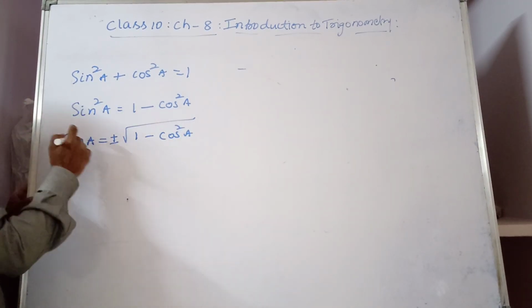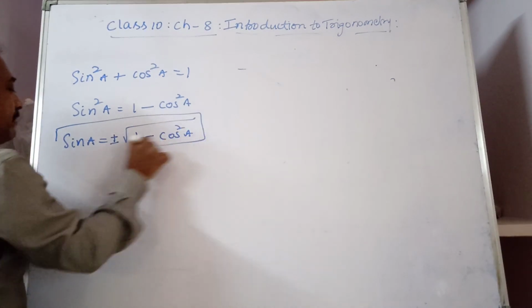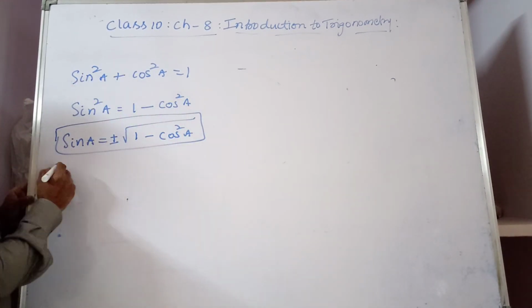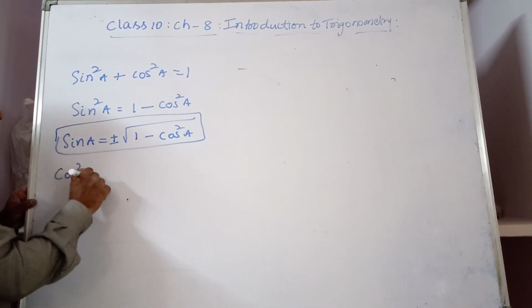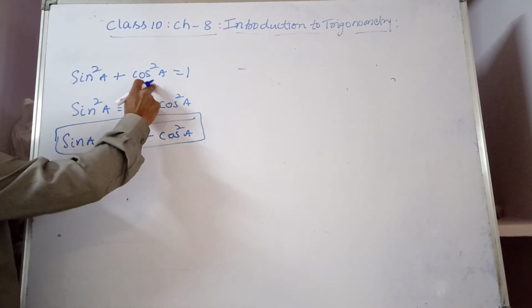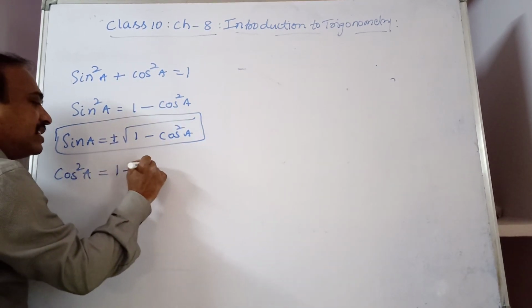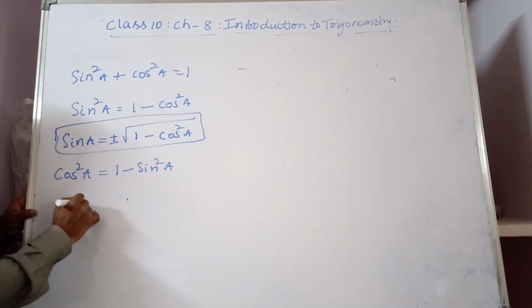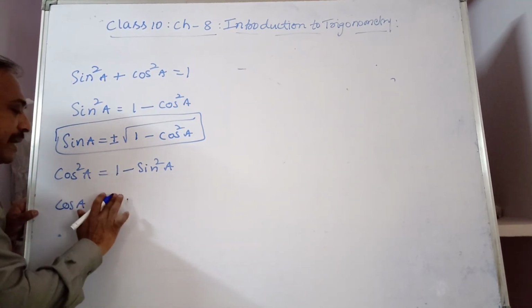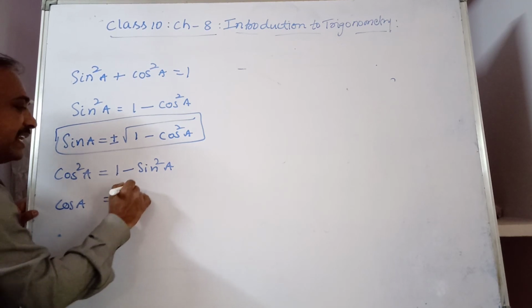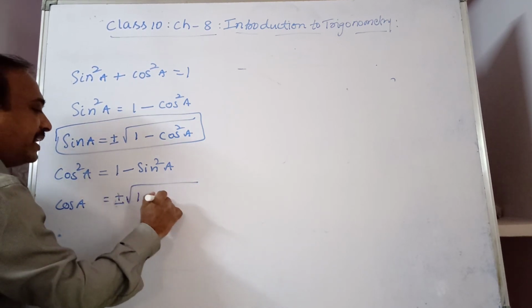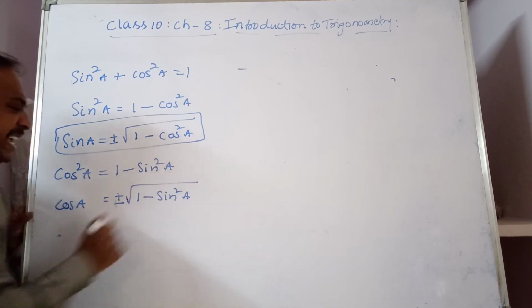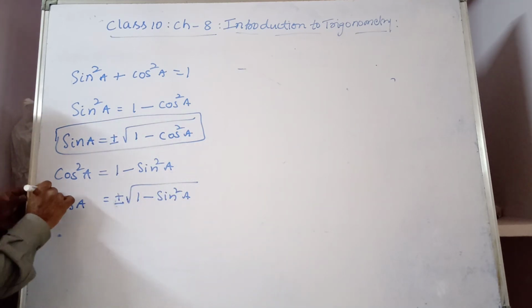Similarly, observe it, you can write from here cos square A is equal to 1 minus sin square A. Now cos A is equal to plus or minus root of 1 minus sin square A.